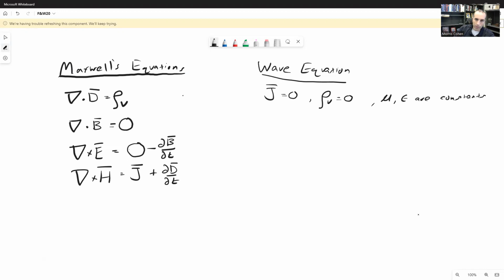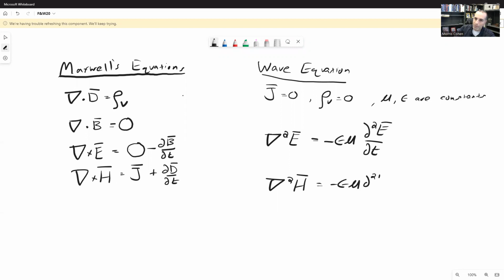When we do that, then we can come up with the wave equation, which is that the second spatial derivative, or the vector Laplacian, of the electric field is negative epsilon mu times the second time derivative of the electric field. And we can make the exact same equation for the magnetic field, that the second spatial derivative, known as the Laplacian of the magnetic field, equals negative epsilon times mu times the second time derivative of the magnetic field.